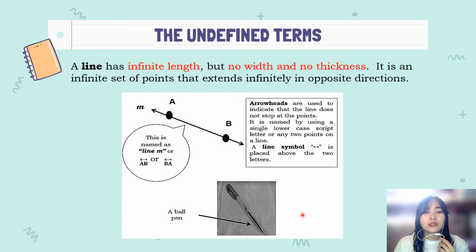A ball pen is an example of a line. In our previous example, we used a curtain rod. This is an example of a line. What else? A straw is an example of a line. Anything straight is an example of a line. The symbol of our line is this one, with two arrows left and right, and you place the capital letters in naming a line. So, in naming a line, two arrows above and the two letters. So, that is a line.